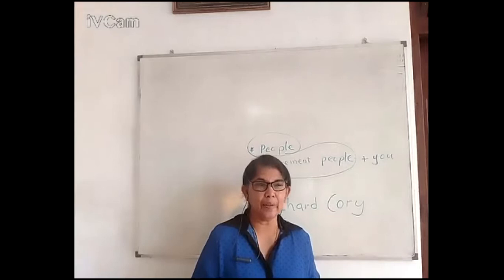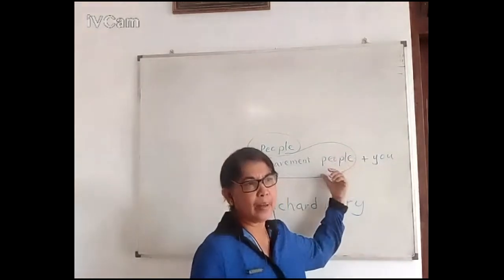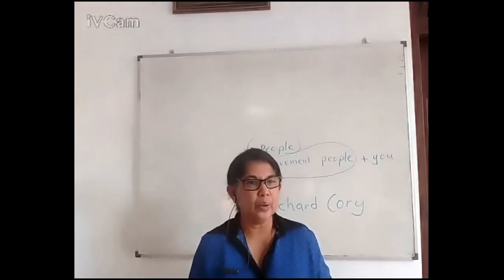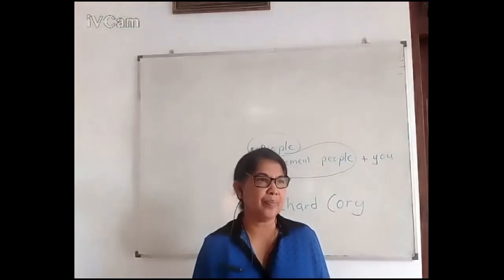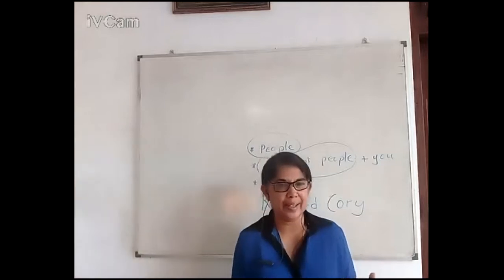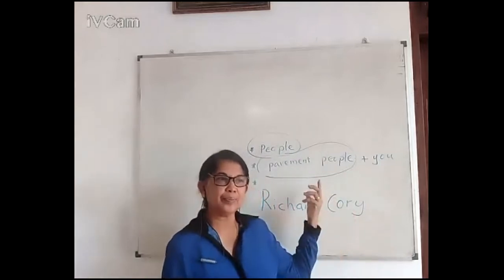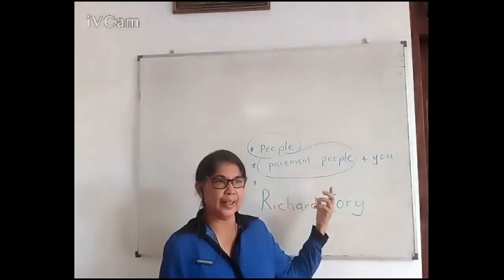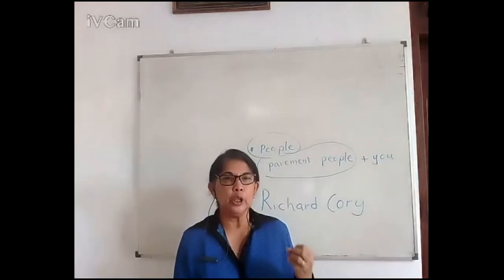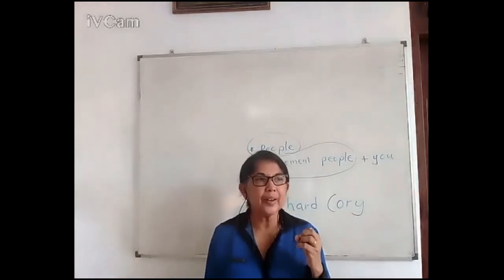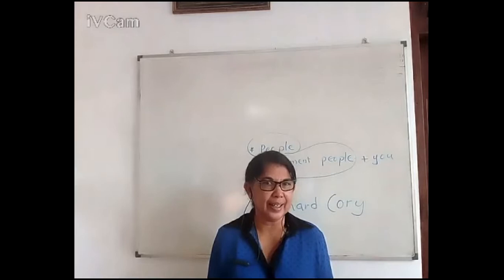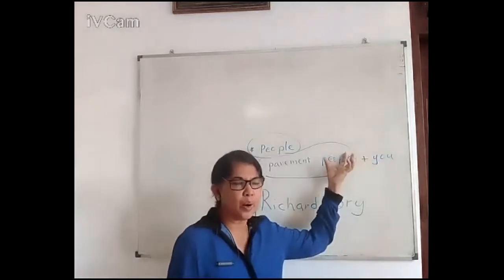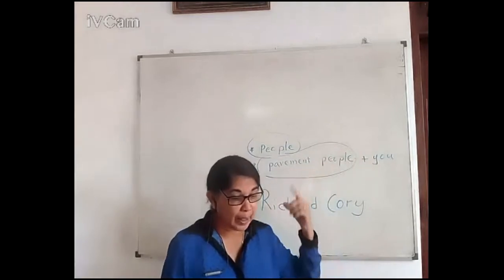Now they are having dreams. Pavement people have their own dreams. What is their dream? The dream is very common: to be like Richard Cory. Everybody is waiting. Everybody is dreaming to be Richard Cory one day. That is a very innocent dream, but it is common to all these pavement people.